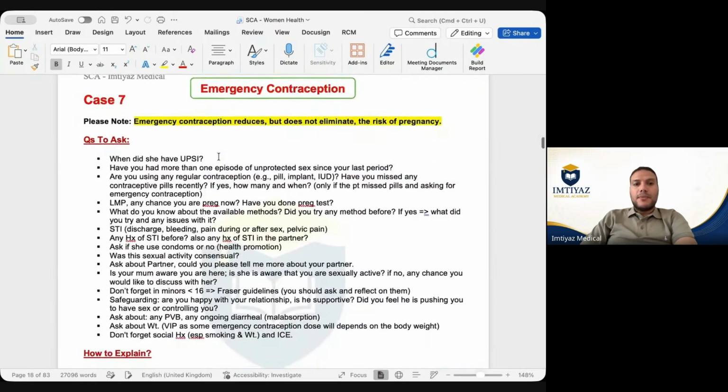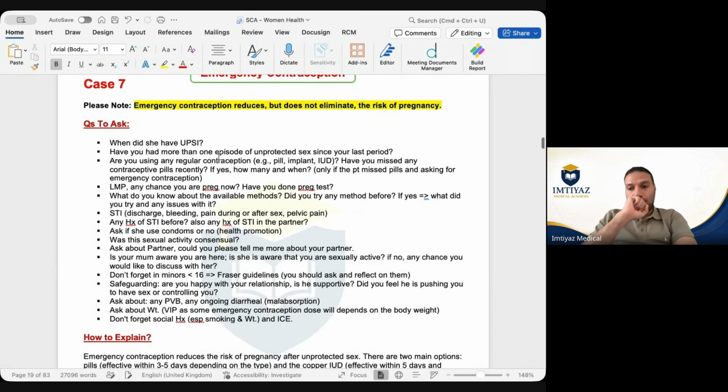Emergency contraception, you need to be very clear. You need to explain emergency contraception reduces, but doesn't fully eliminate the risk of pregnancy. Again, you need to be very clear on this point. Then, very important to ask about when was the last unprotected sexual intercourse? When was your last period? Okay, very important.